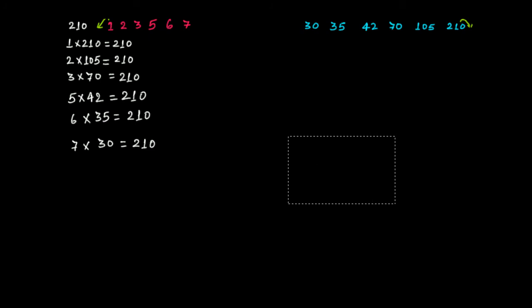Now, what about 10? Is 210 divisible by 10? Yes, of course, because it has 0 at the units place. So this will be 10 times 21, which gives you 210. Since 10 is the smaller one, you put 10 here, and 21 here.